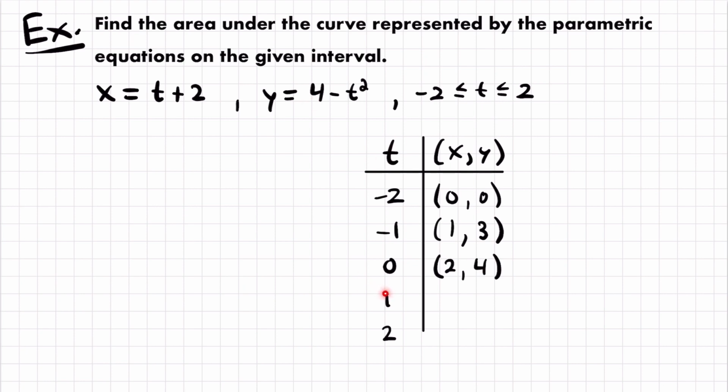Now when t equals 1, we'll have 1 plus 2 for x, so that's going to be 3. So we'll have 3, and then the y coordinate will be 4 minus 1 squared. 1 squared is 1, so 4 minus 1 is 3. So we have 3, 3 for that coordinate point.